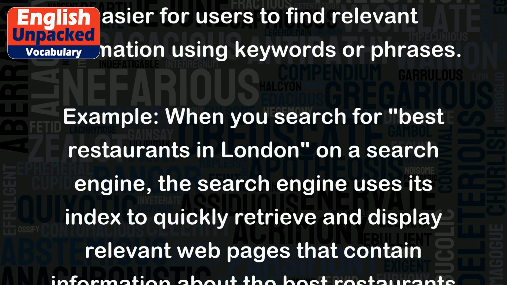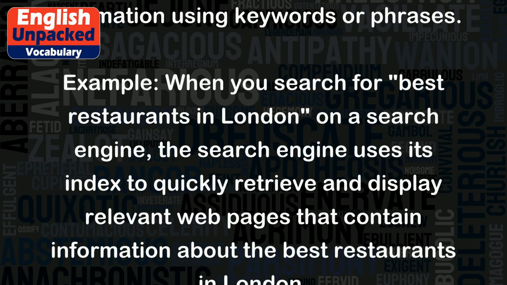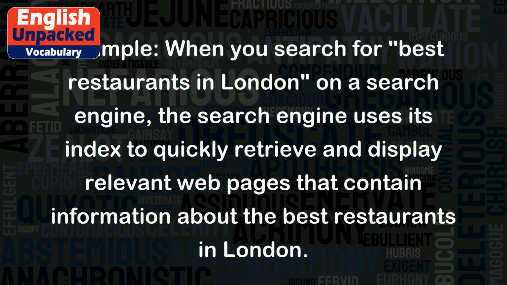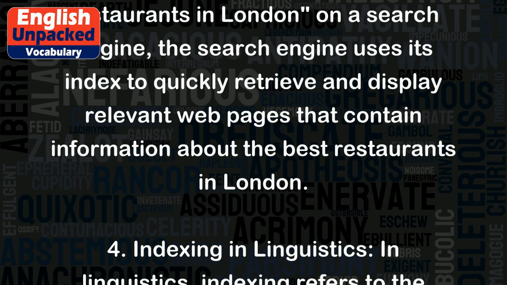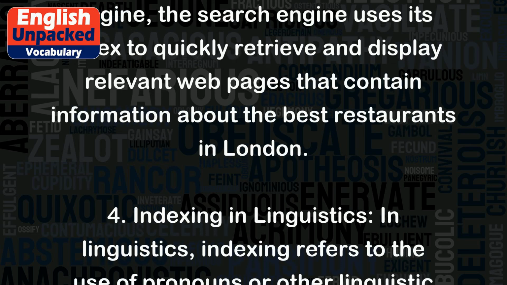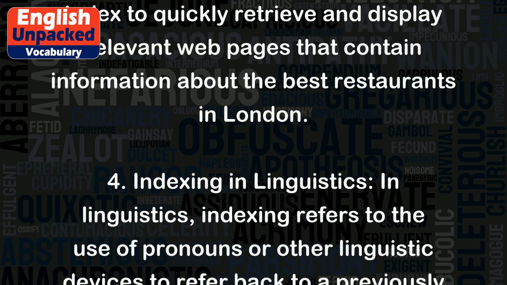Example: when you search for "best restaurants in London" on a search engine, the search engine uses its index to quickly retrieve and display relevant web pages that contain information about the best restaurants in London.